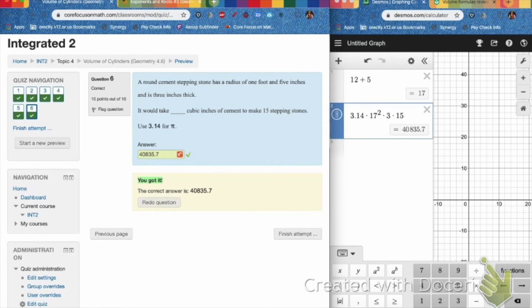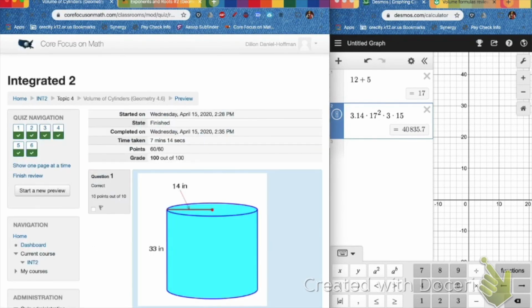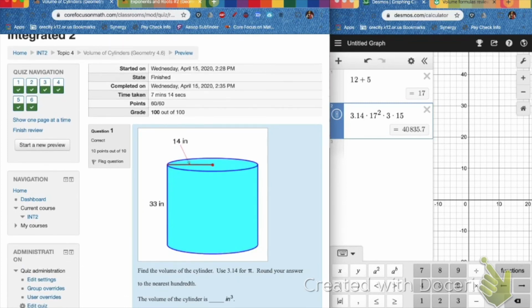Finish attempt. As always, I want to make sure that I prove to you that getting 100 on this assignment is totally doable. There it is. It only took 7 minutes and 14 seconds. 14 is a multiple of 7, so that's kind of a cool mathematical coincidence.